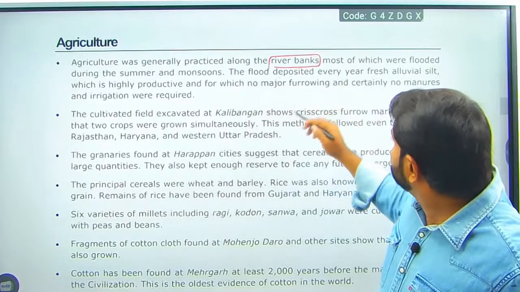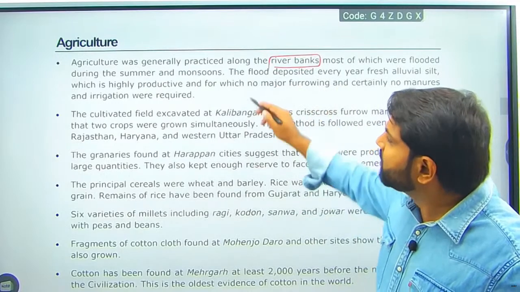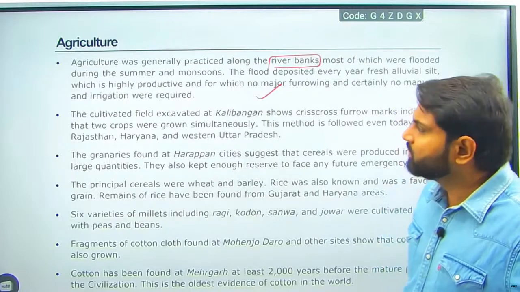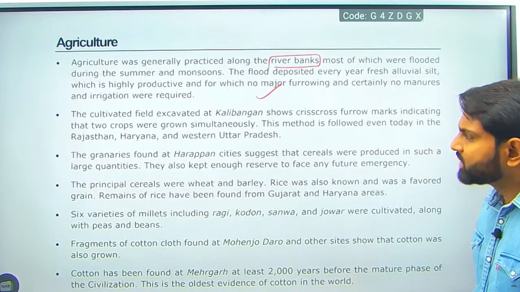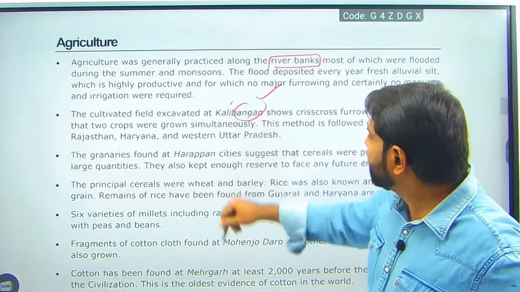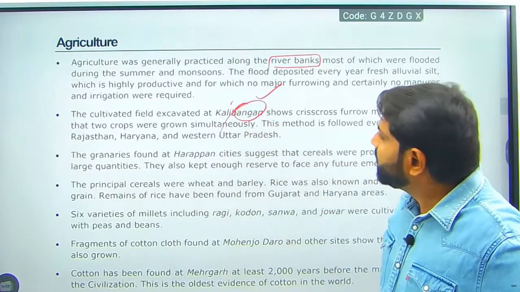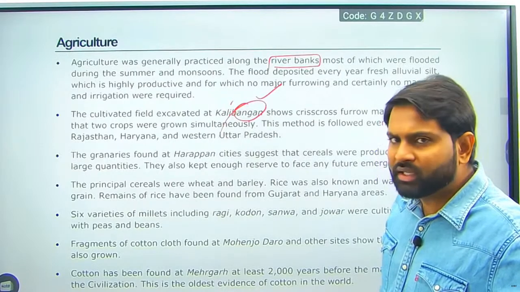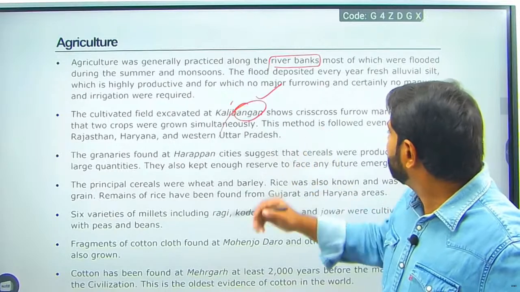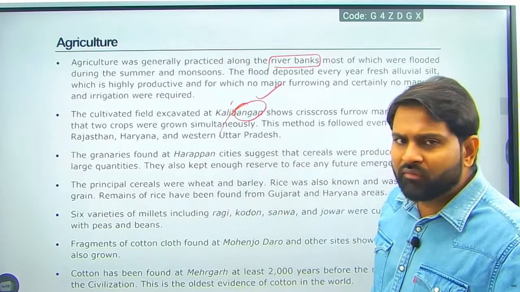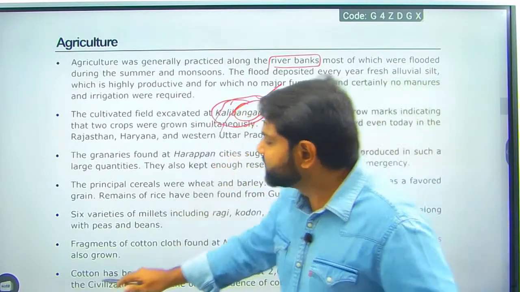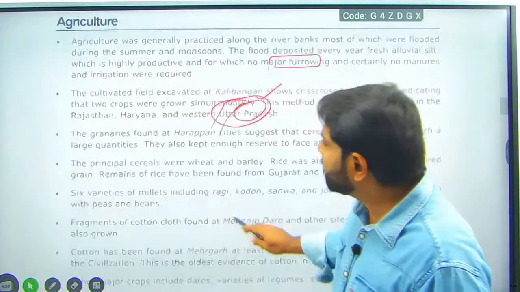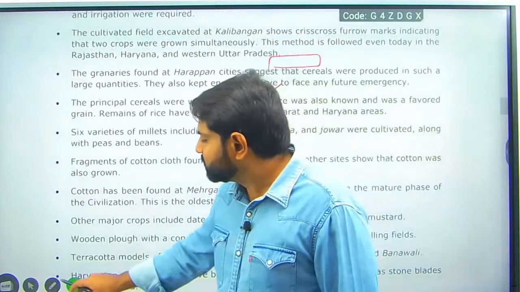The flood deposited every year fresh alluvial silt with high productivity, highly fertile, because no irrigation is required in those alluvium. The cultivated fields excavated at Kali Bangan, Kali means black, Bangan means bangle, shows crisscross furrow marks indicating that two crops were grown simultaneously. Intercropping was there. This method is followed even today in Rajasthan, Haryana, Western Uttar Pradesh, etc. Kali Bangan, so the black bangles, right?